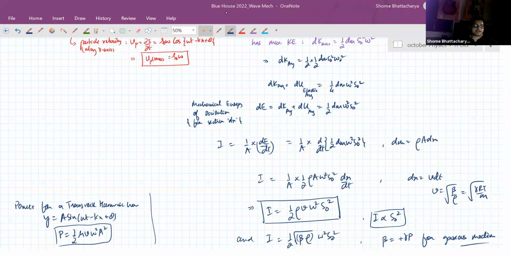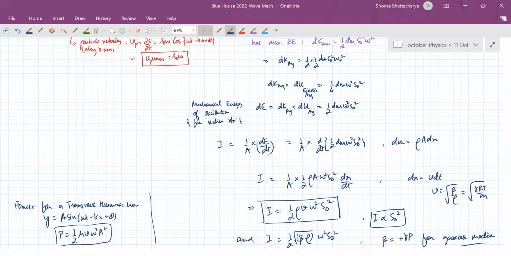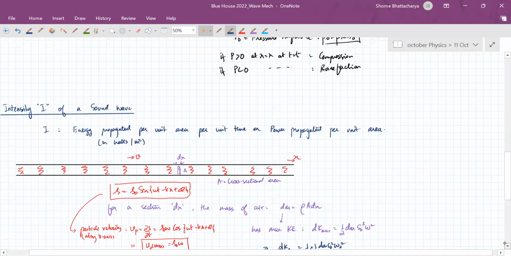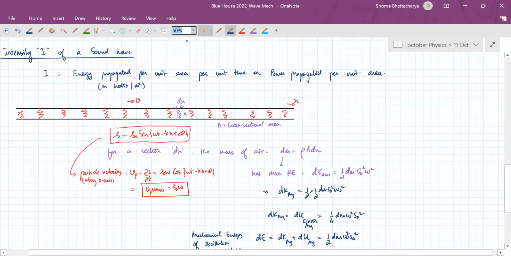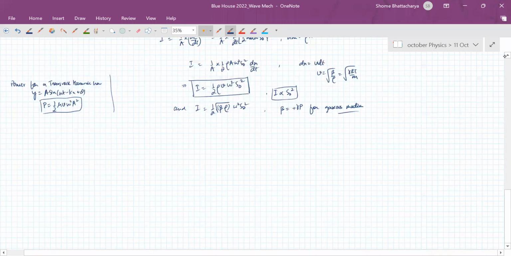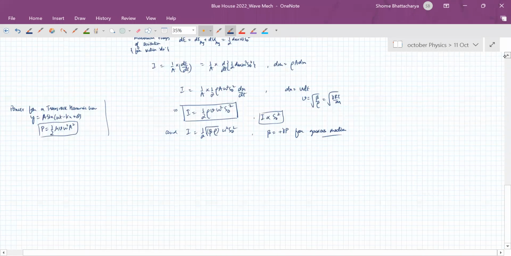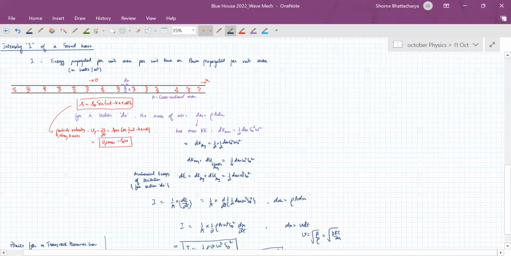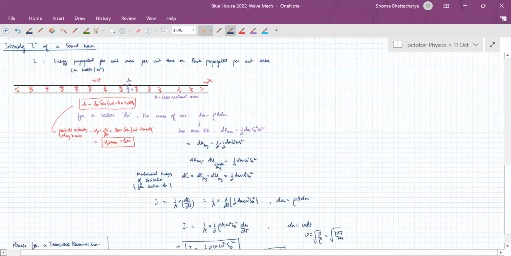That is a theorem: average kinetic energy in SHM is half of the maximum kinetic energy, and average kinetic energy is equal to average potential energy. That comes from integration. If we integrate a sine square or a cos square function over time and divide it by the time interval, it comes out to be half.